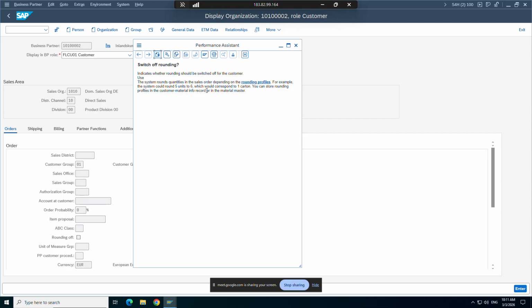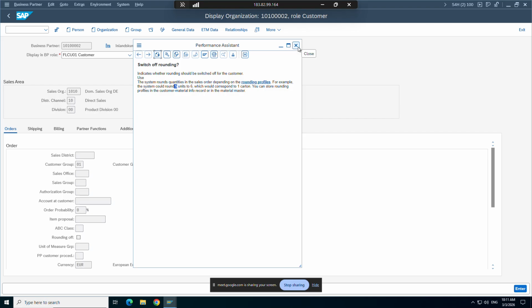Let's say in a carton you are selling six materials. In each carton you are selling 6 units, or 6 pieces, and you have entered only five. So to sell that five also you will need one carton anyway, right? Because that five is somehow closer to six. So the system automatically rounds off that value.